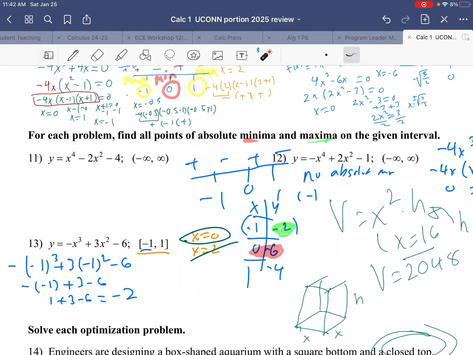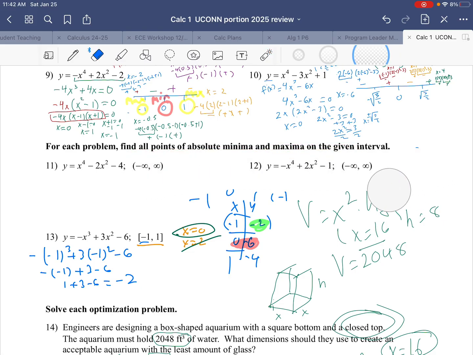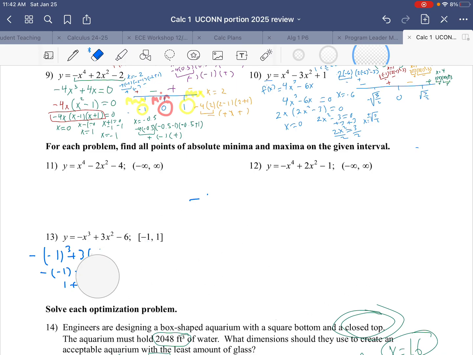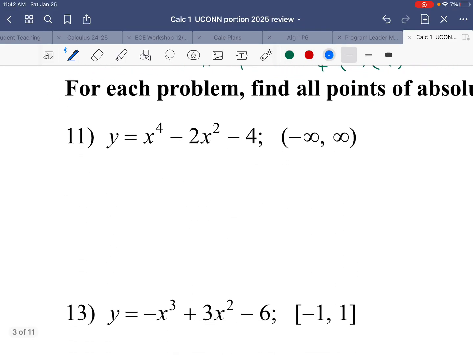All right, for numbers 11 through 13, they're trying to ask us to find the absolute maximum on the given interval. The first two have negative infinity to infinity as an interval, and then the last one has a closed interval. We're still going to do the same thing. We're going to take the derivative like we did before. In fact, this one's really similar to the last one.